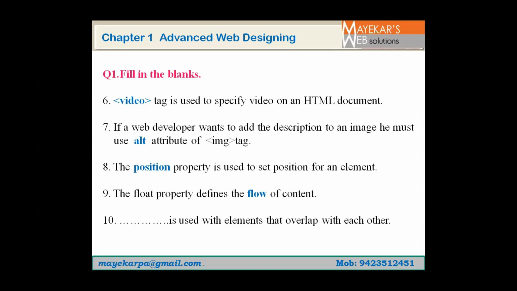Question number 10. Dash dash is used with elements that overlap with each other. So here position is the answer. If you want to place one image on another, or any element on another, meaning you want to overlap one element on another element, then we use the position property. So by using the position property, we can overlap elements. The right answer is position. Position is used with elements that overlap with each other.